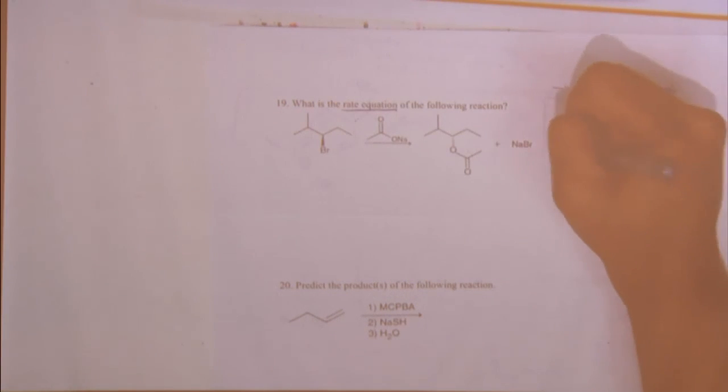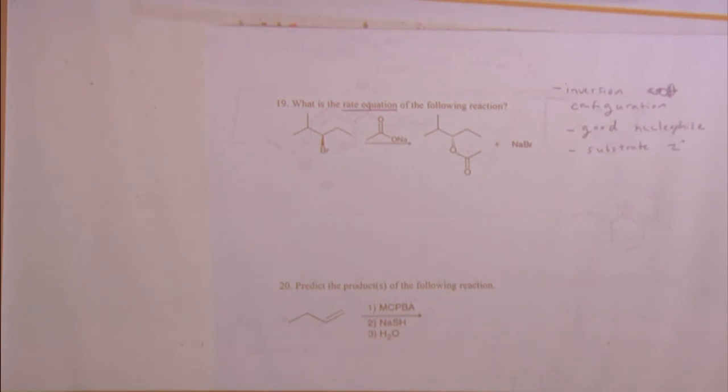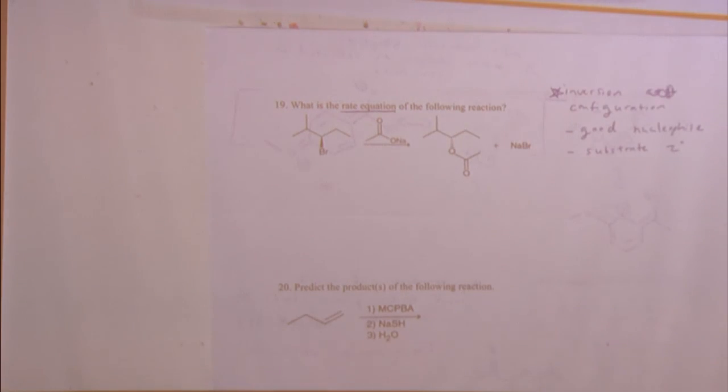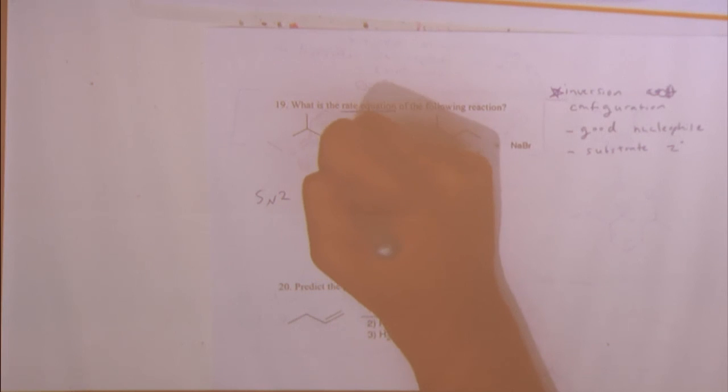Your substrate is secondary. A secondary substrate could be for either an SN1 or SN2 reaction, so that doesn't really tell us between the two. And it being a good nucleophile is preferred for SN2, but it can also be used with SN1. But more than anything, what's giving us away here is an inversion of configuration. So we know this is going to be an SN2 reaction because the nucleophile is going to attack from the backside, which inverts the configuration.